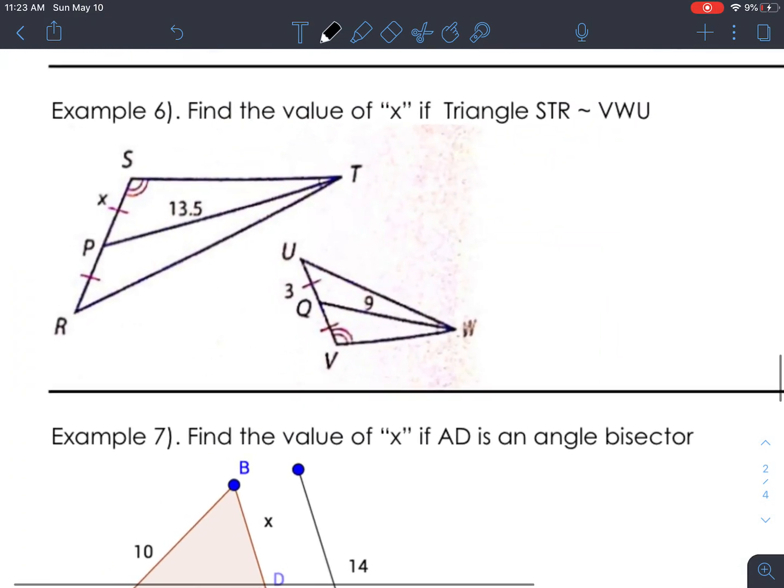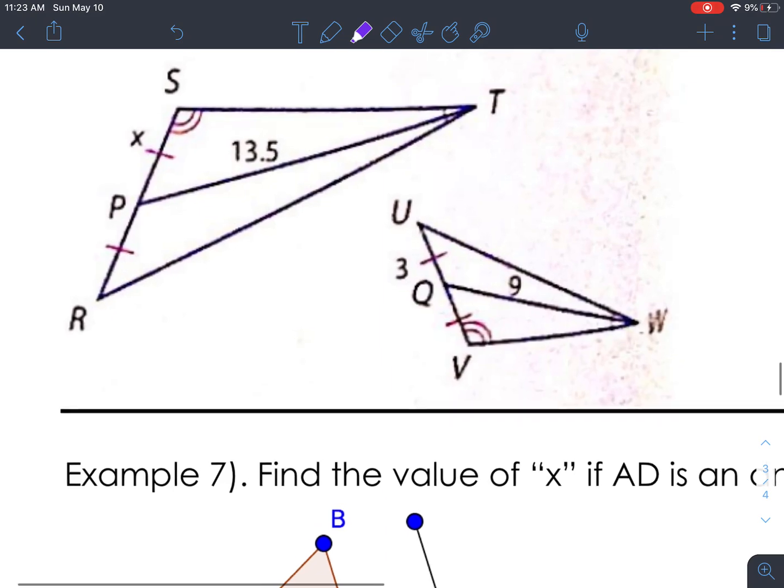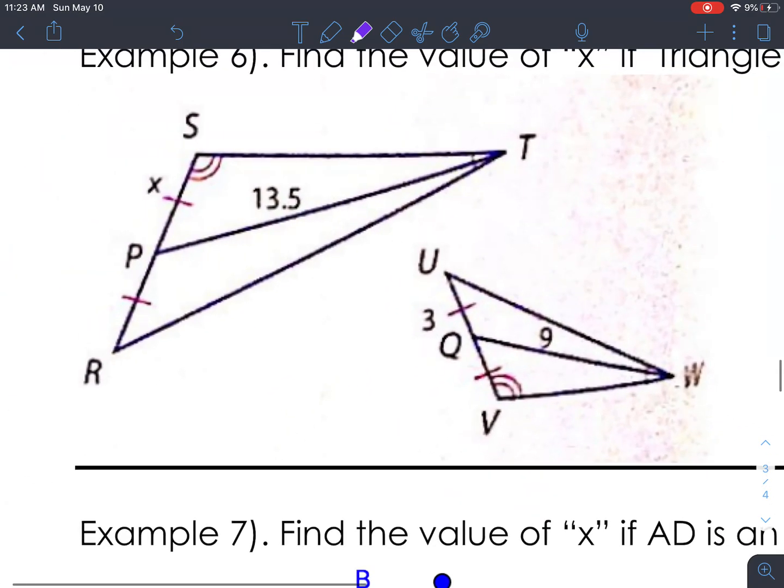All right, next one. So on example 6, once again, it says to find the value of X. And let's see what we are given. All right, we are given medians, okay? So on this one, it's going to be a little bit different. I am going to set up my medians to be my scale factor, all right? And we know that they're proportional, so that's fine.